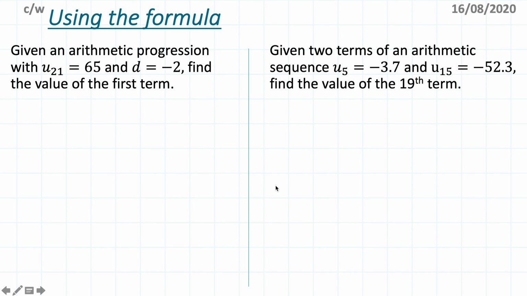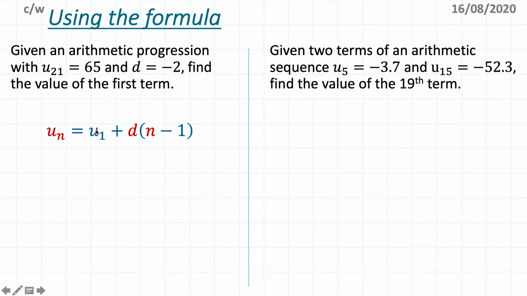Now, sometimes other things are missing or we're given a different piece of information than what was done in the previous slide. So in these two examples, you can pause the video and try them on your own. I would definitely recommend that. For the first one, we're given the 21st term. So we know that the 21st term is 65, and we know that the common difference is -2, so it's decreasing. And we need to find the first term.